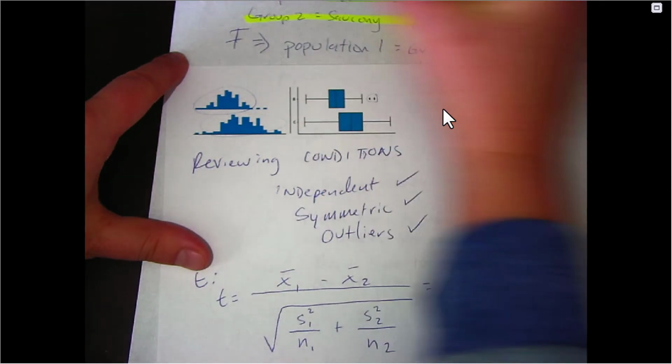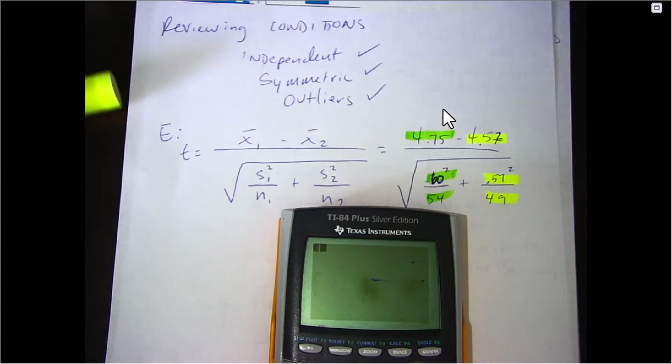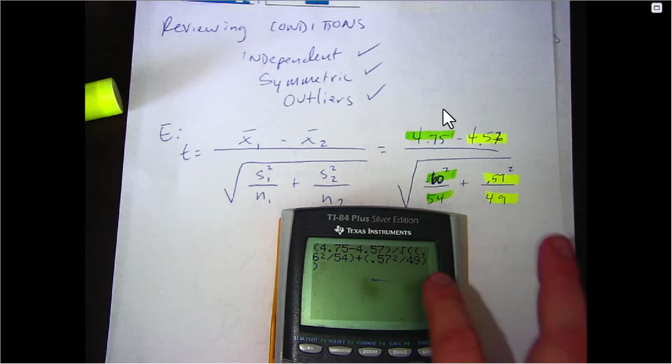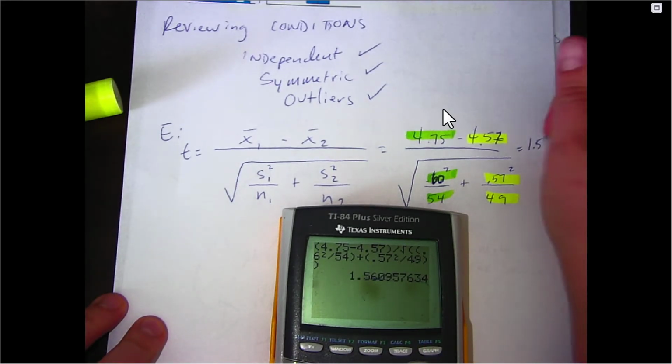I'm trying to keep them all straight so that the measurements for group 1 stay with group 1, and similarly group 2 stay with group 2. So when I do this calculation, I have 4.75 minus 4.57, divided by the square root of, in parentheses, 0.6 squared divided by 54, plus 0.57 squared divided by 49. So I come up with a test statistic of 1.56.